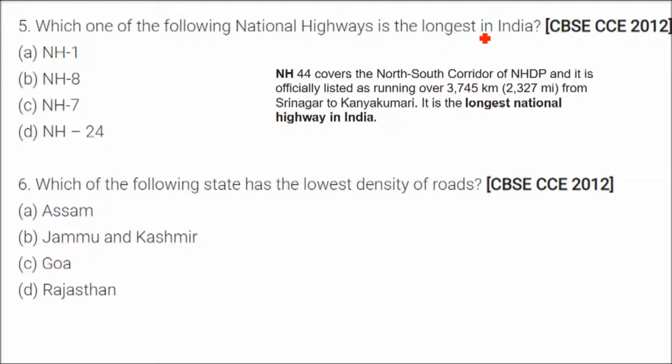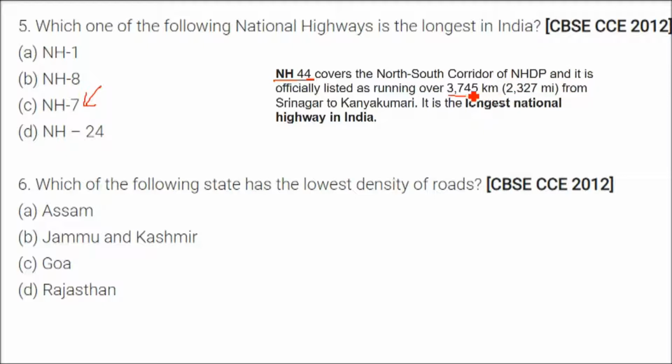Which one of the following national highways is the longest in India? In the NCERT book, it is written as NH7. But NH 6 to 8, the different NHs have been combined, and now we have this NH44. So NH7 is included in NH44. Now this covers the north-south corridor of NHDP, and it is officially now listed as the longest.